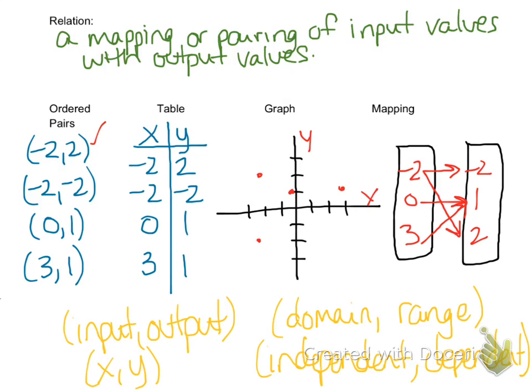When we're talking about a relation, you also might hear us call it an input and an output, or the x and y coordinate. X is also called the domain and y is the range, or the x-coordinate is the independent variable, and y is always dependent on that x-coordinate.